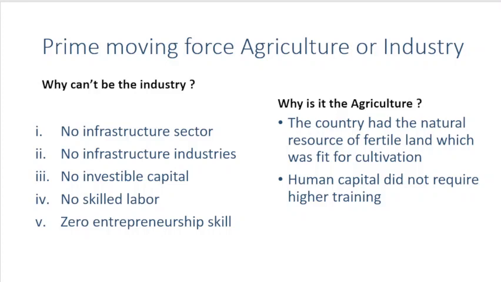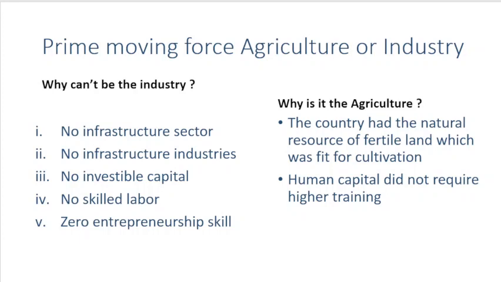China had also faced the same question: what should be the prime moving force? What China did, the Republic State of China, they adopted agriculture as their prime moving force, and whatever surplus they made out of agriculture, they utilized in the next 2-3 decades to convert their agrarian economy into an industrial based economy.